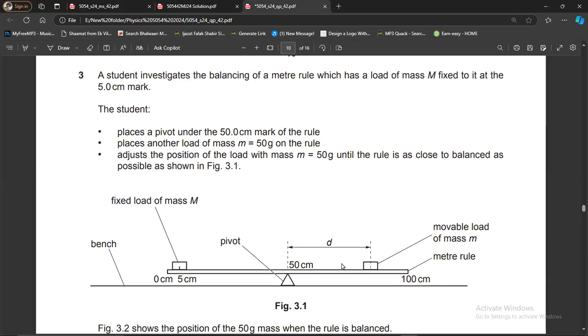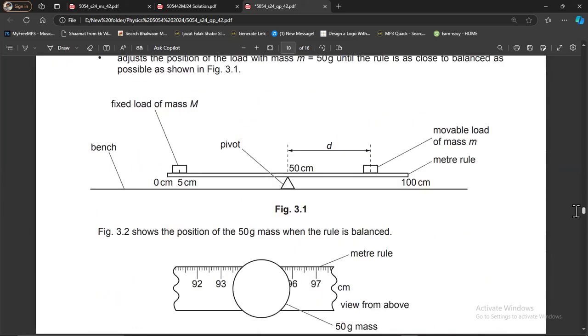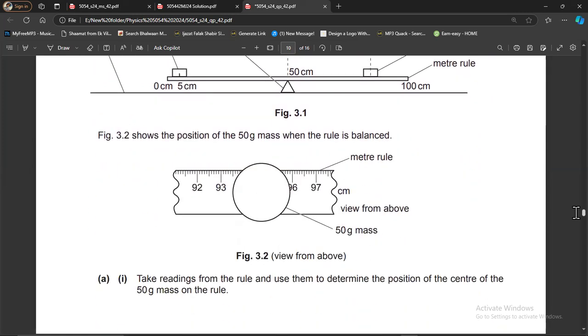So they move this mass forward, backward carefully, and they stop somewhere when this rule becomes balanced. So this scale is basically 100 centimeter long. So this pivot is at the 50 centimeter mark. This is fixed. They are moving only this mass until they are able to balance it. Figure 3.2 shows the position of the 50 gram mass when the rule is balanced.